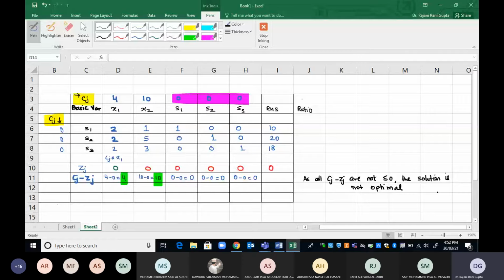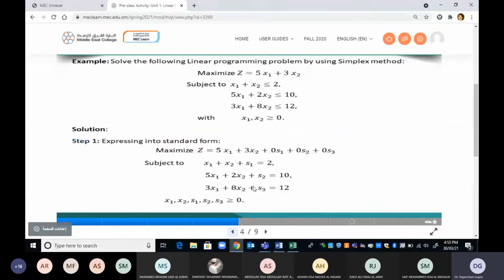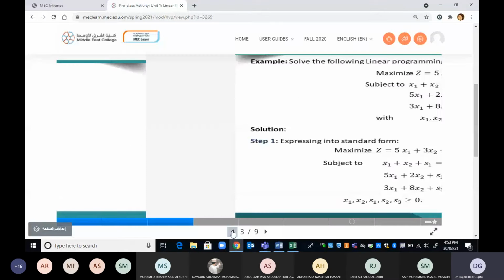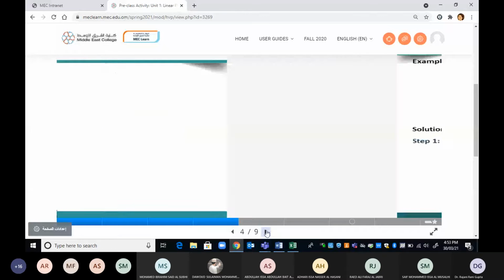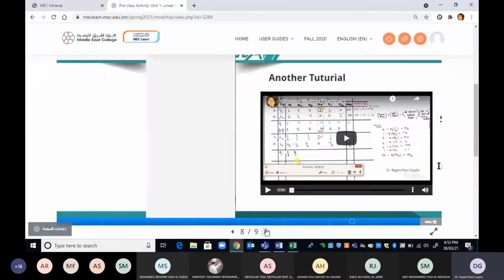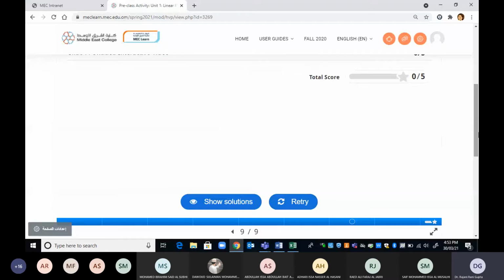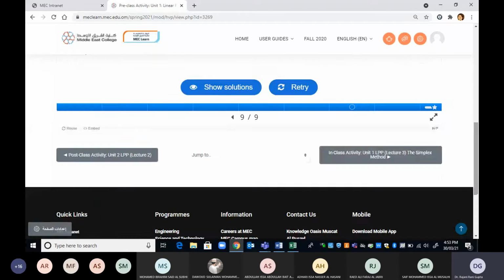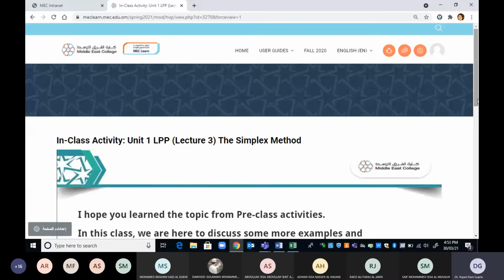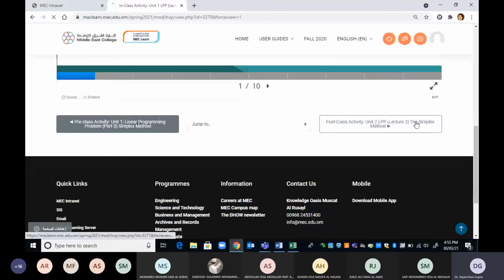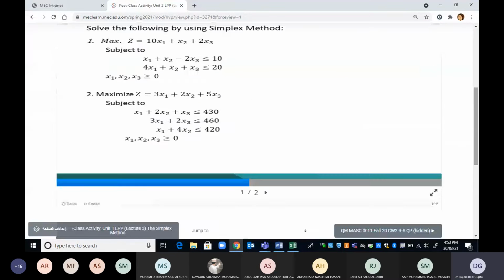Okay, so now we look for the optimal solution. So for that, what do we have to do? Let's come back here. These steps. If all Cj minus Zj are 0, this is optimal. So now, the rule. What is here? The rule. Let me just see if I mentioned it here. No. Okay, let me just give you that rule.